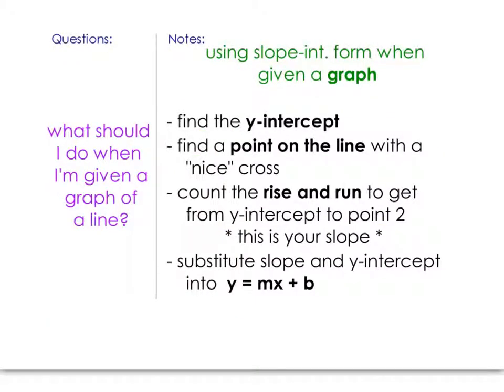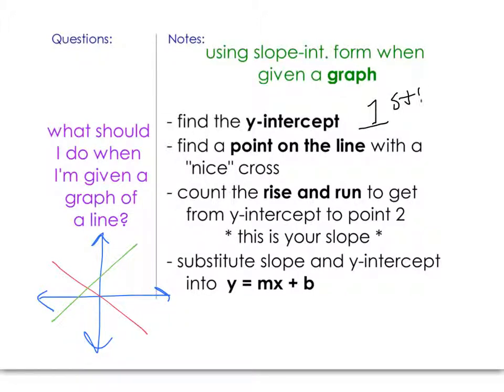So using slope-intercept form when given a graph, this is what you guys are going to see most often. What should I do when I'm given the graph of a line? So let's say you got this graph and it has a big old line. The first thing you want to do is find the y-intercept.